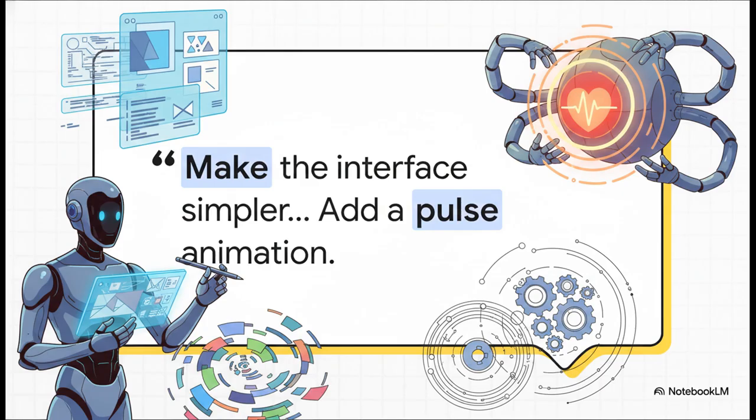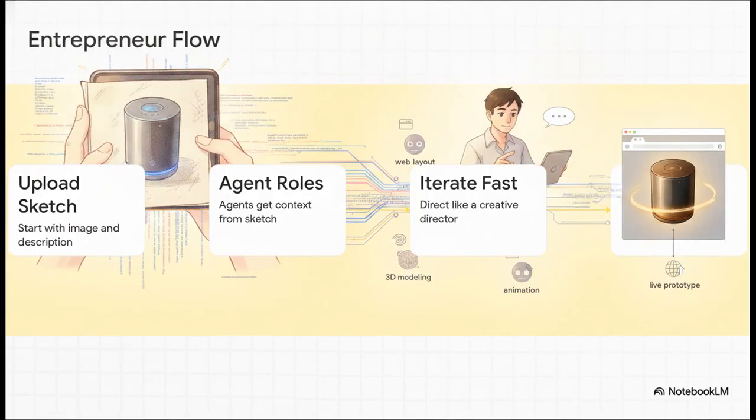You're no longer the mechanic with your hands covered in grease under the hood of the car, right? You are the conductor guiding the orchestra. You just type something super simple like, make the interface simpler, add a pulsing animation, and boom. Antigravity automatically routes your feedback to the correct agents. The design agent tweaks the UI, while the 3D agent adds the pulsing animation. You haven't touched a single line of code. You are simply iterating incredibly fast by giving high-level creative feedback, and you're letting the agents handle all the microscopic technical execution.